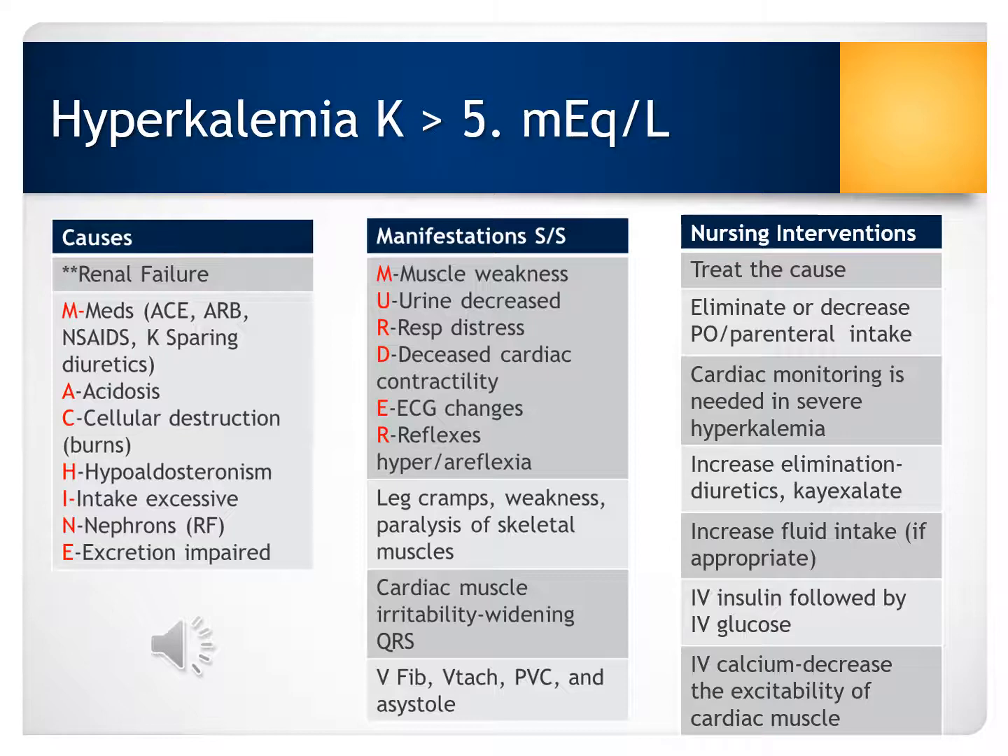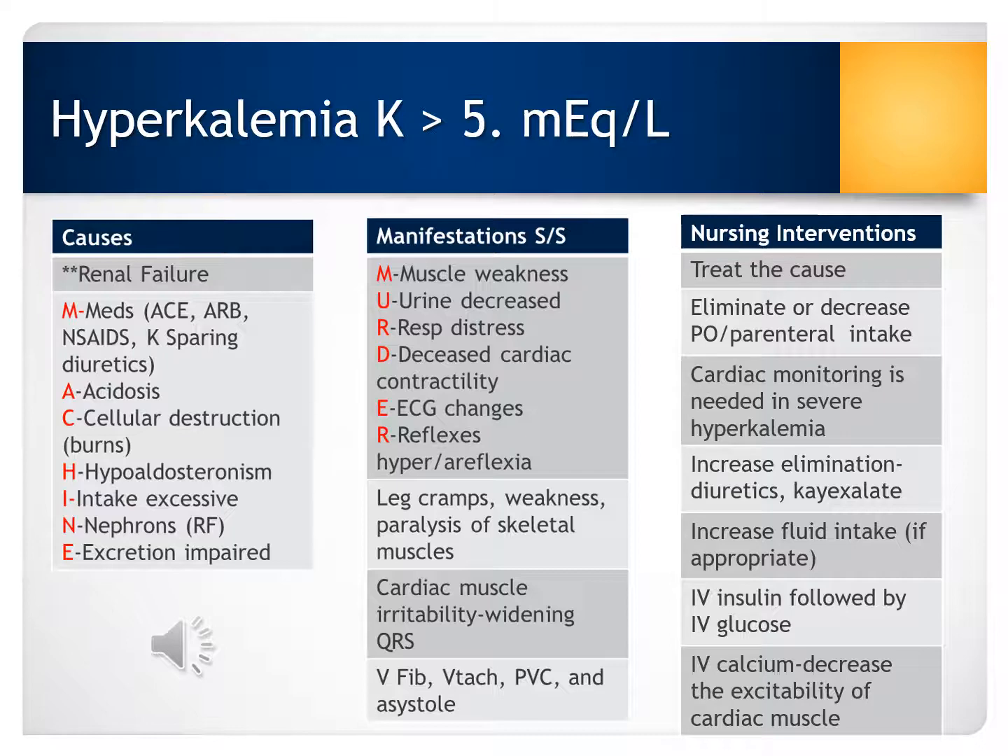So the manifestations of hyperkalemia, usually there's an increased cellular excitability, meaning that they might have leg cramps, weakness. In severe cases, they may have paralysis of skeletal muscles. Because our heart is a muscle, we're very concerned with our patients who have hyperkalemia that they're going to have irritability and irregular widening of their QRS when you're looking at an EKG strip. Common dysrhythmias that can happen for patients who have elevated potassium levels would be ventricular dysrhythmias, such as ventricular fibrillation, ventricular tachycardia, premature ventricular contractions, and in severe cases, asystole.